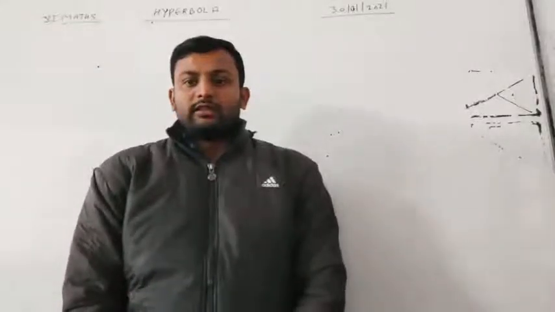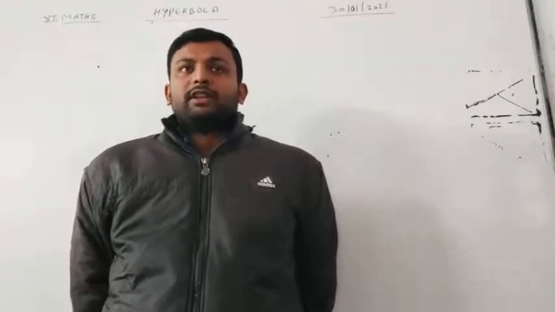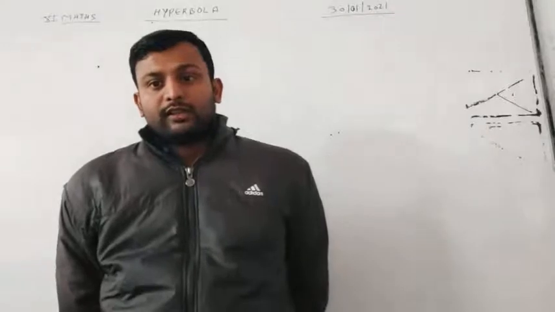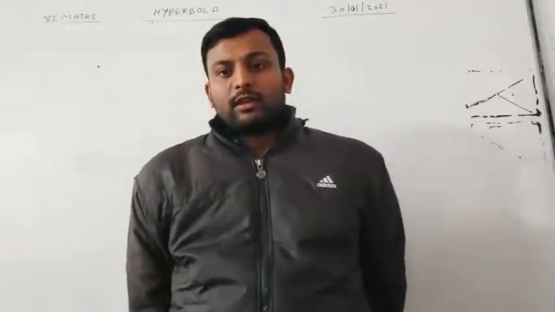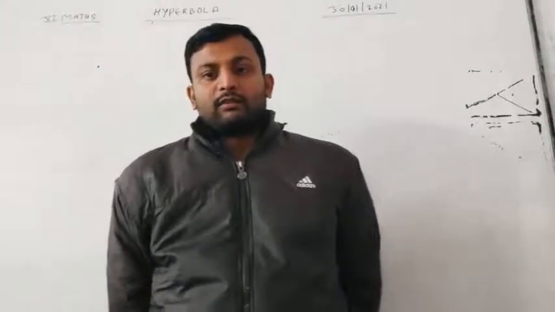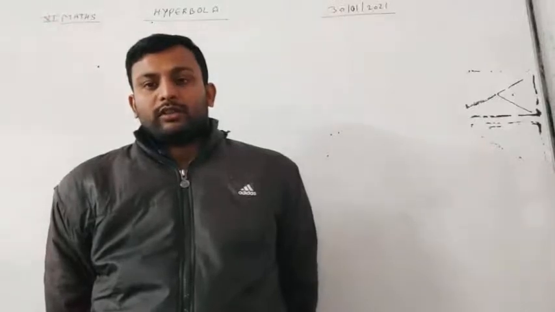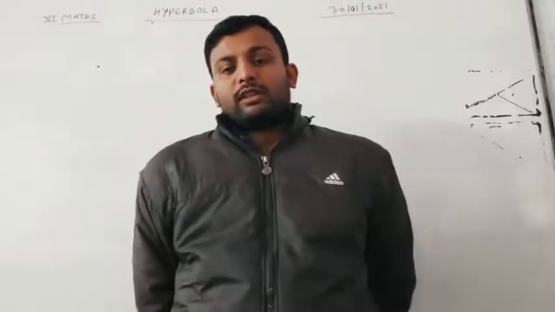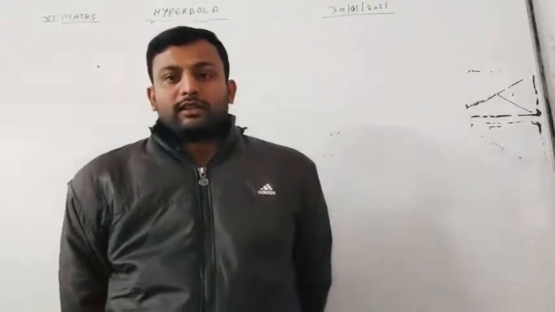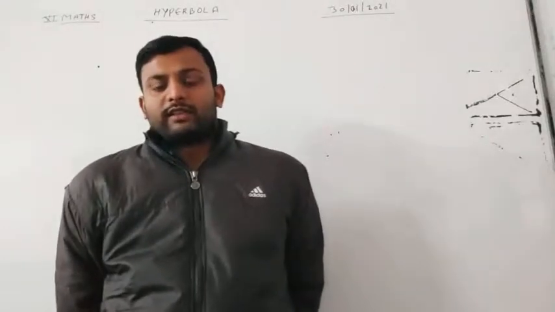Good morning, students. In the last classes, we have been studying the chapter hyperbola, under which we have seen the concept of hyperbola. We have seen the two cases: x square by a square minus y square by b square is equal to 1, and second case x square by a square minus y square by b square is equal to minus 1. In these two cases, we have seen all the equations like equation of directrix, length of transverse axis, length of conjugate axis, directrix, focus, vertex, centers.